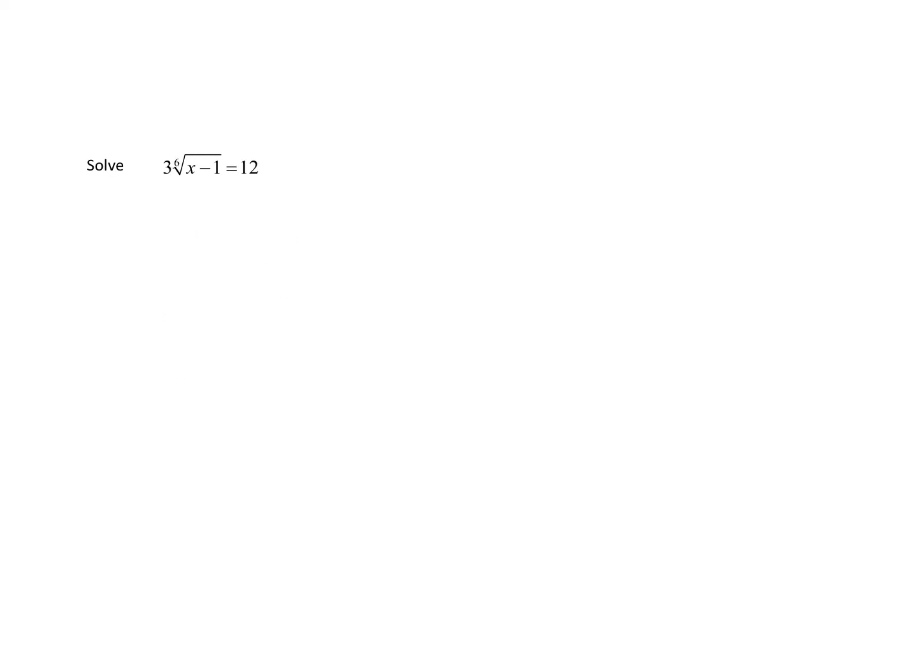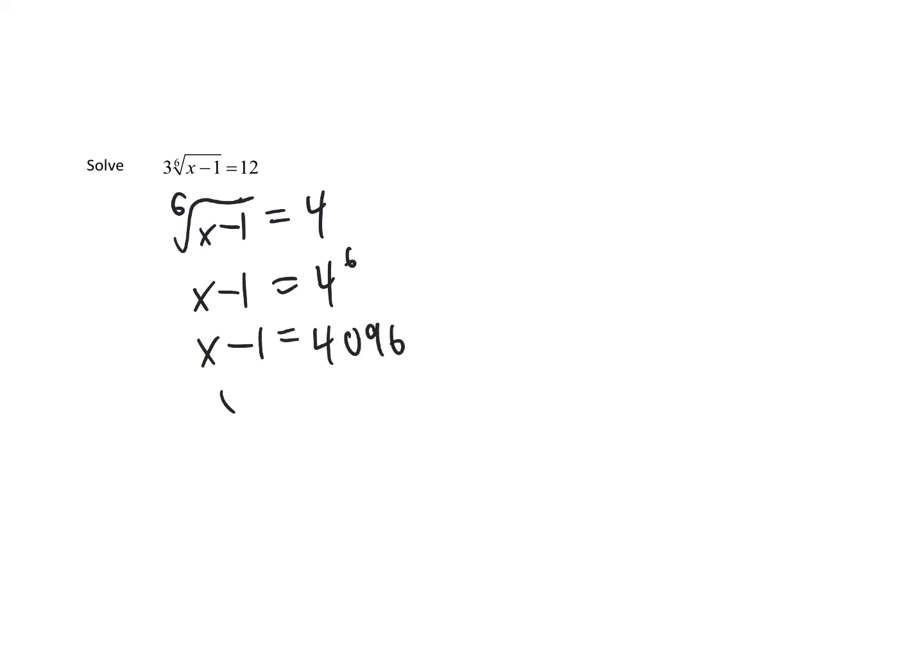Here's another example. Divide both sides by 3, and then do the 6th power of both sides. So we get 4 to the 6th, which is 4,096. Add 1 to both sides, and we have our answer.